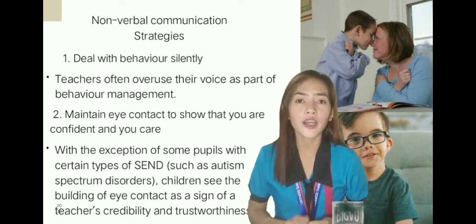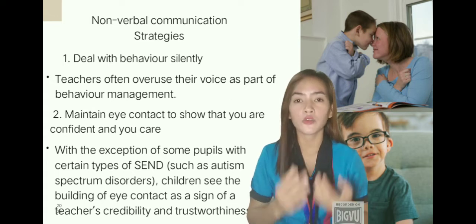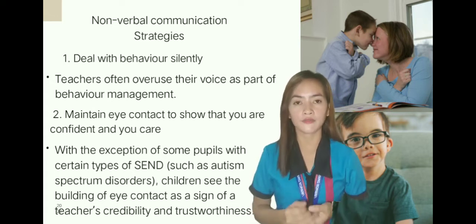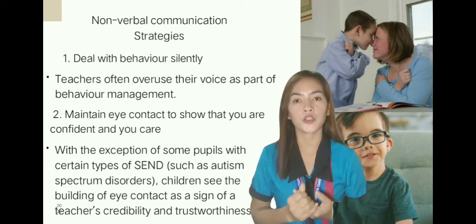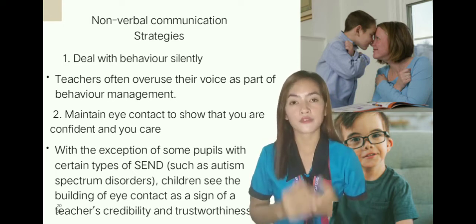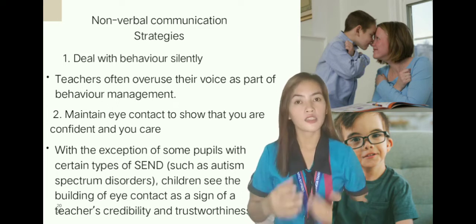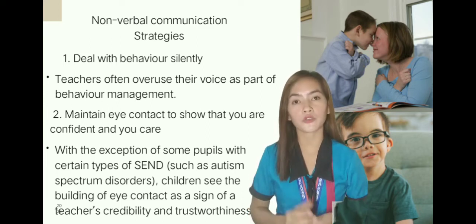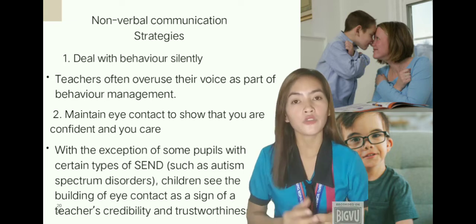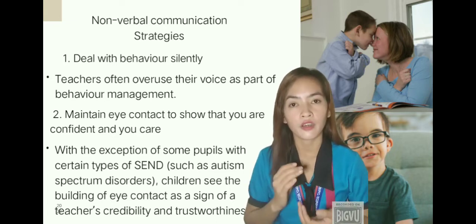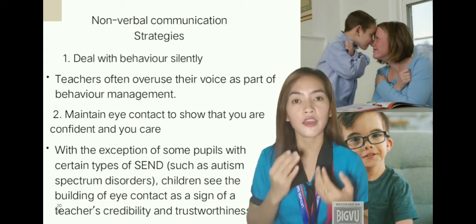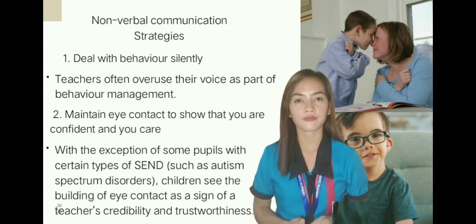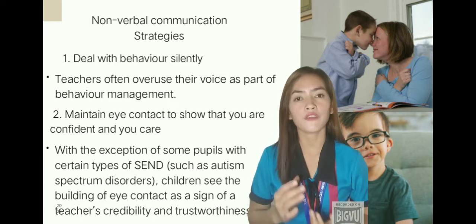Second one is maintain eye contact to show that you are confident and you care, with the exceptions of some pupils with certain types of SEND, such as autism spectrum disorders. Children see eye contact as a sign of teacher's credibility and trustworthiness, as well as conveying confidence.